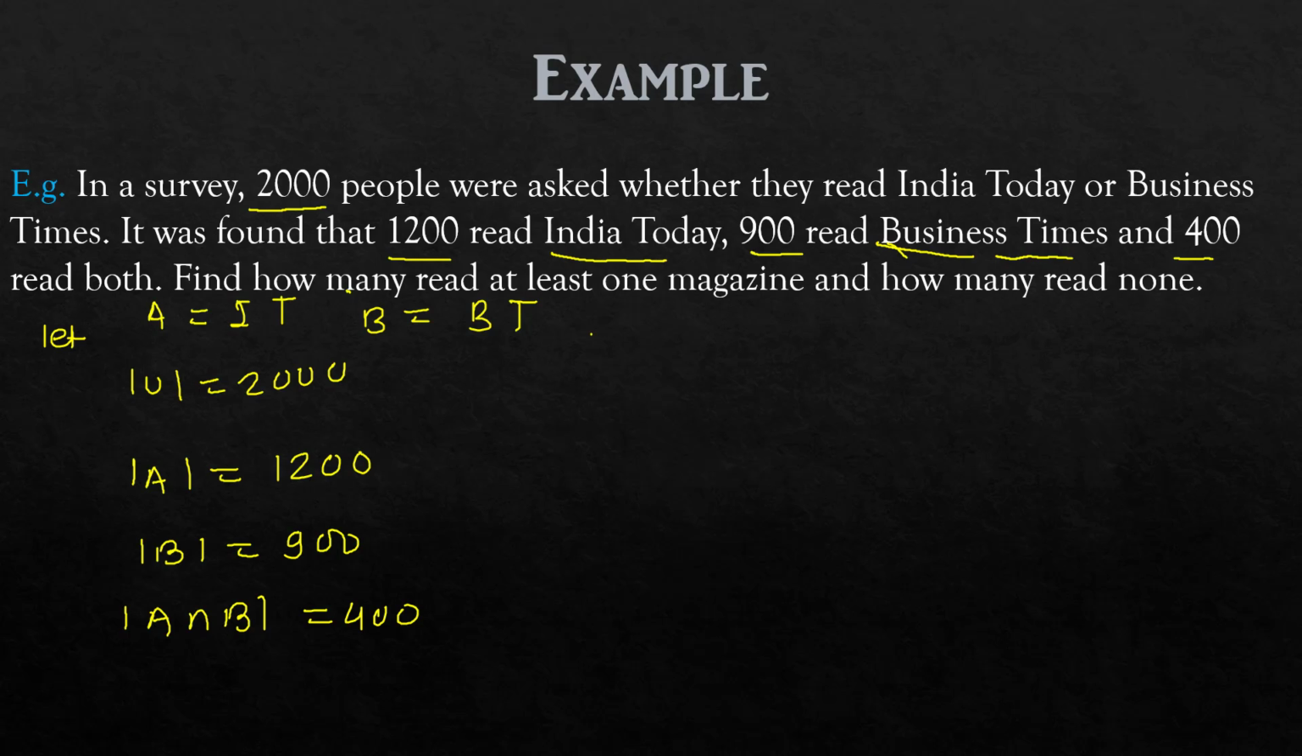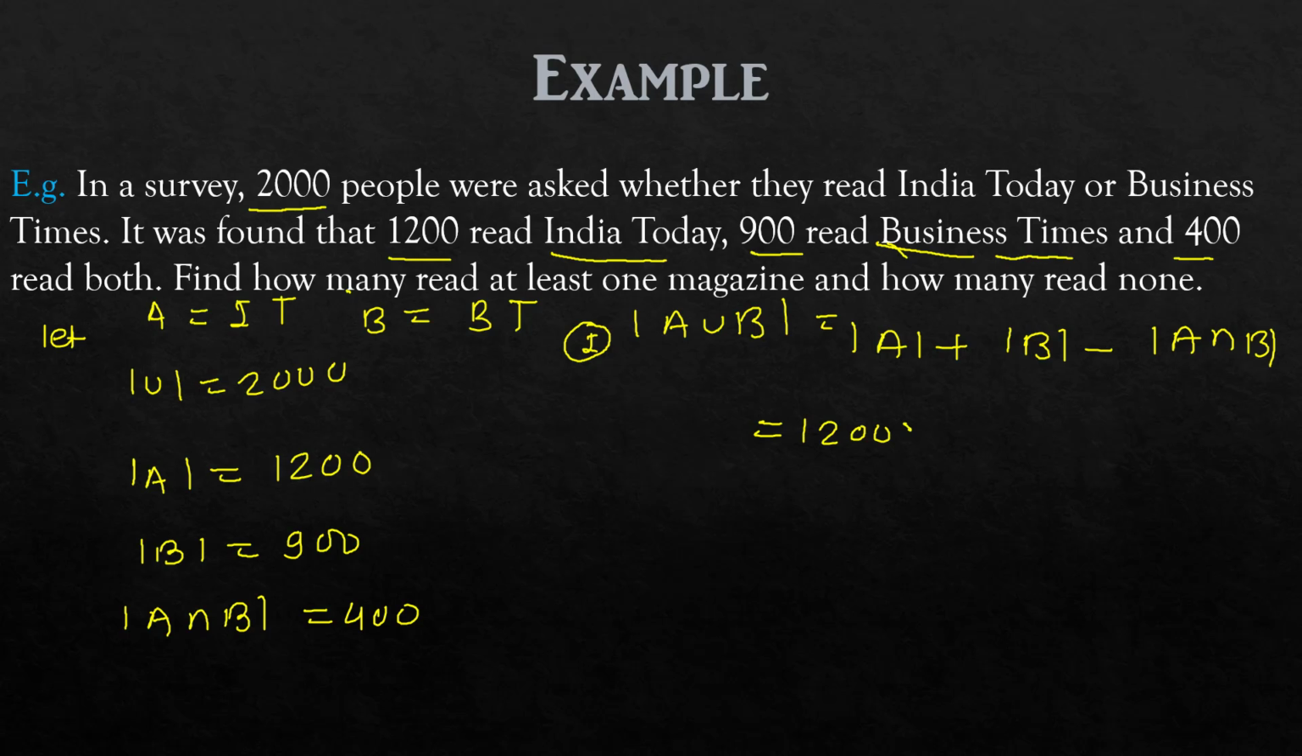So first one, what we have to find? Number of A union B. So by using the inclusion exclusion principle, number of A union B is equal to number of A plus number of B minus A intersection B. Now put the values. What is number of A? 1200. Then number of B 900 and the common element, that is 400. So it is equal to 1200 plus 900 minus 400, we get 1700. So 1700 read at least one magazine. So this is the first answer.